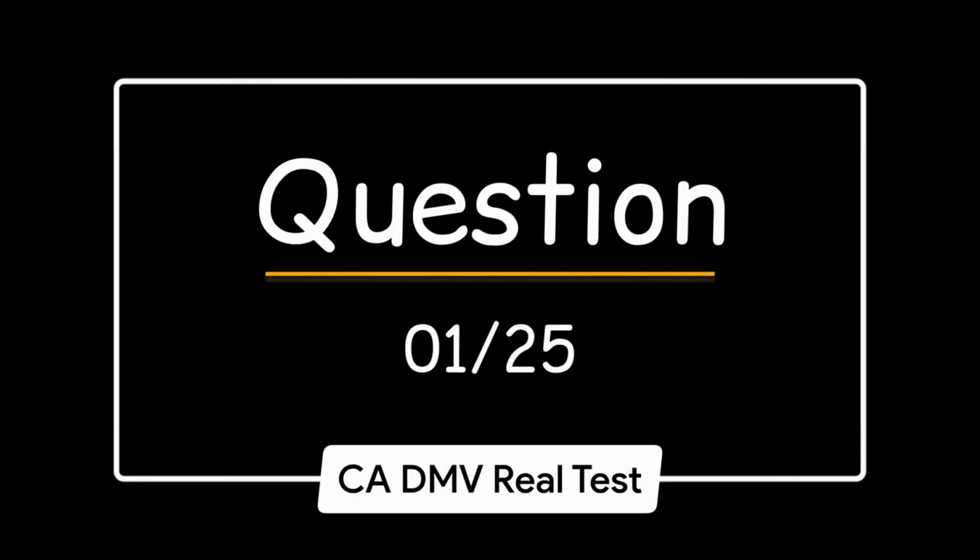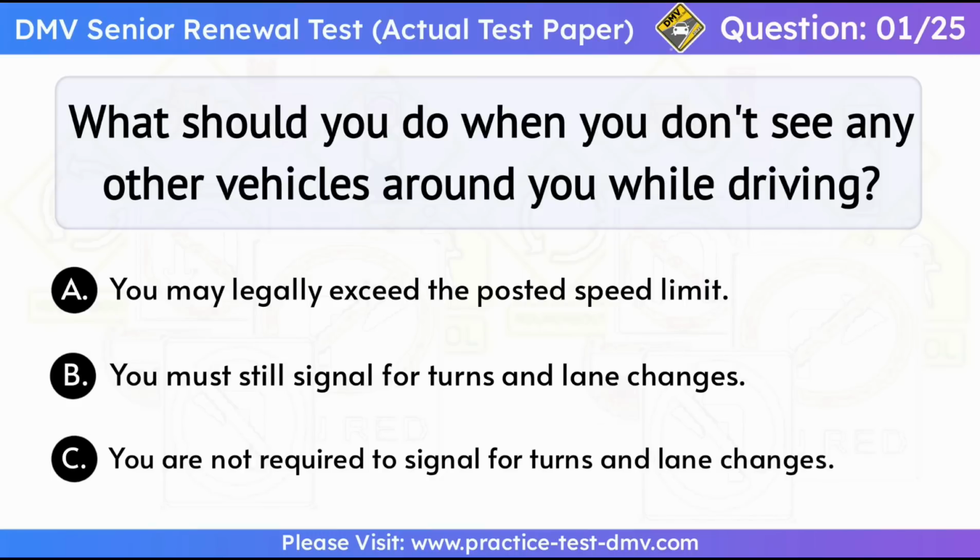Question 1. What should you do when you don't see any other vehicles around you while driving? A. You may legally exceed the posted speed limit. B. You must still signal for turns and lane changes. C. You are not required to signal for turns and lane changes. Correct answer, B. You must still signal for turns and lane changes.